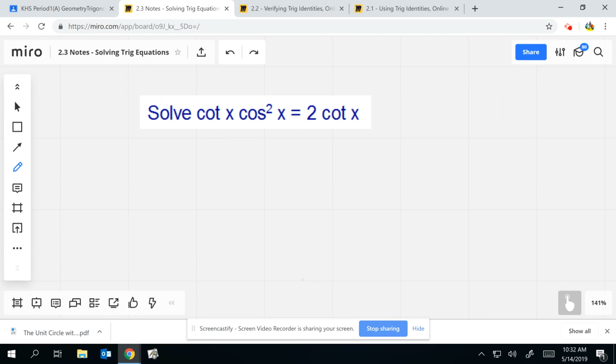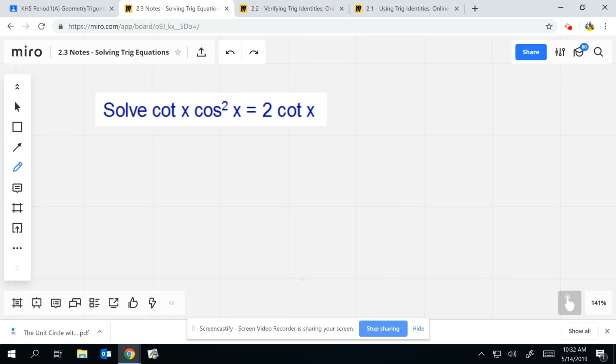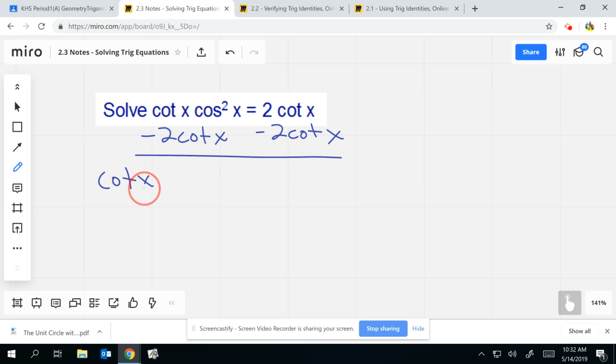Same thing with this one right here. We need to get it equal to 0. So let's subtract 2 cotan first. So minus 2 cotan x first. That's going to give us cotan times cosine squared minus 2 cotan equals 0.